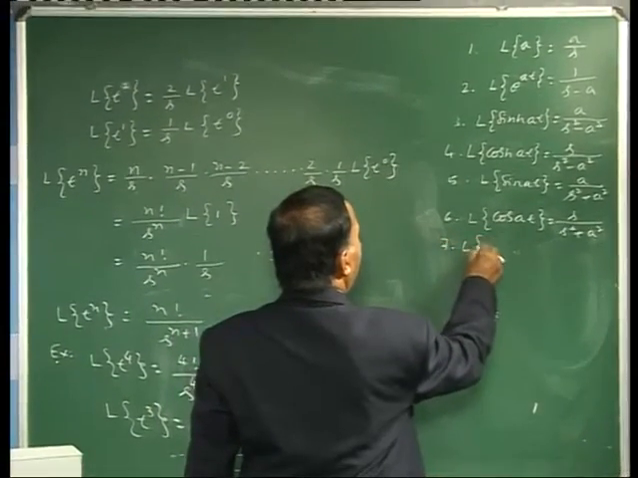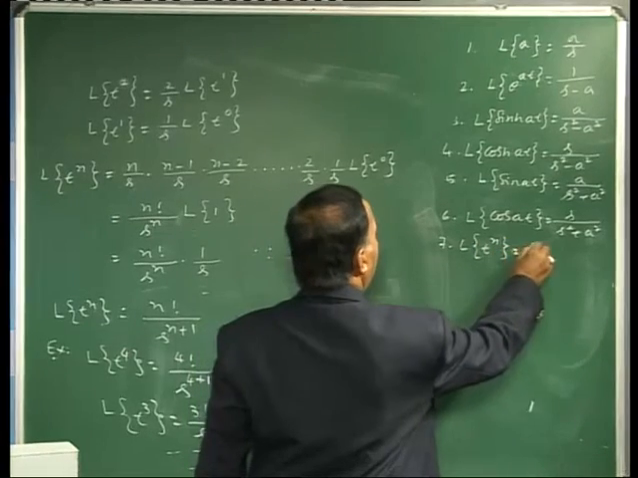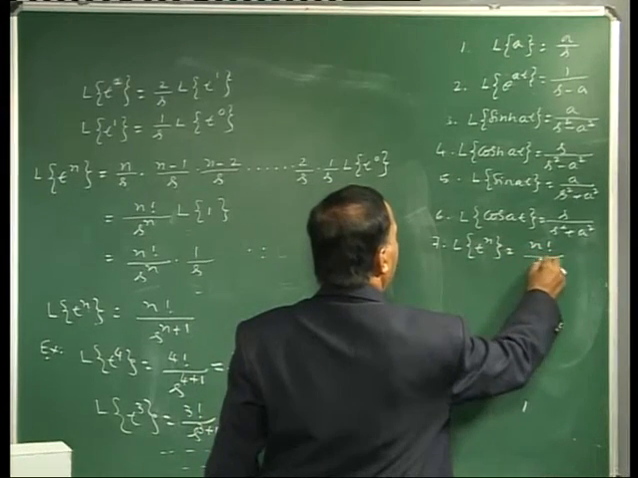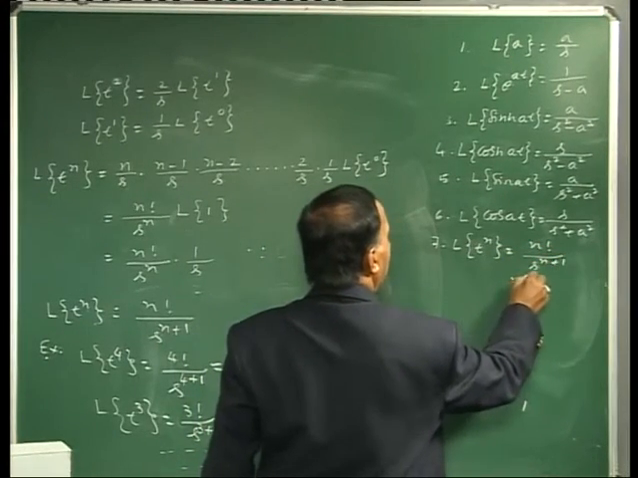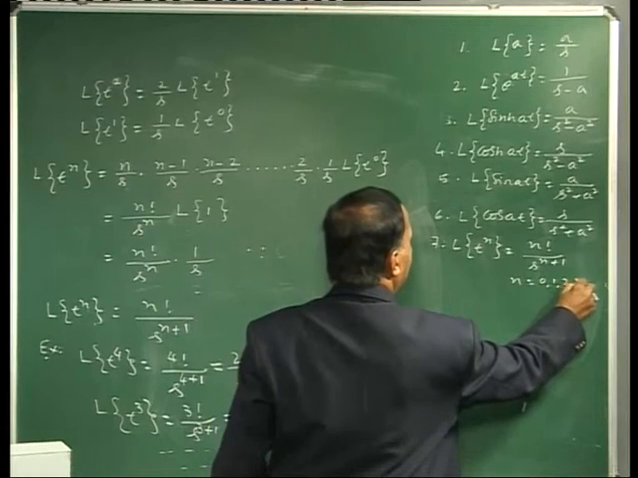So number 7: L of t to the power of n is equal to n factorial by s to the power of n plus 1, for n equal to 0, 1, 2, 3, etc.